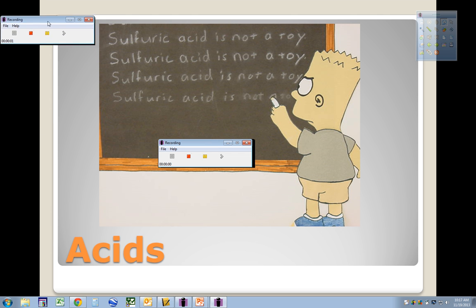Yesterday we talked about naming covalent molecules. Today we're going to bring that a little bit further and talk about naming acids. And Bart here is doing a good job of naming sulfuric acid.